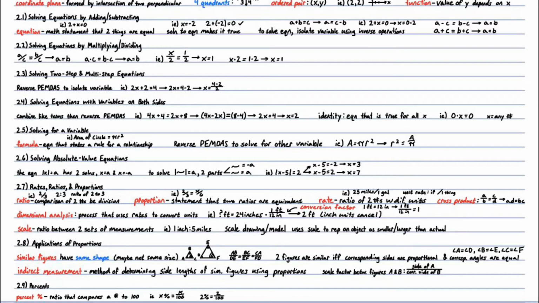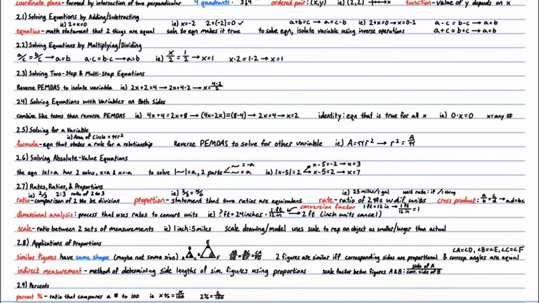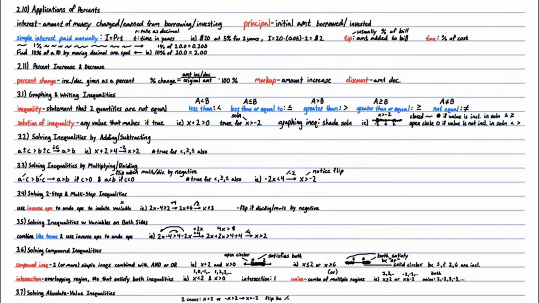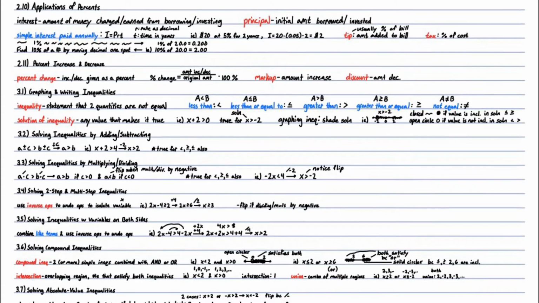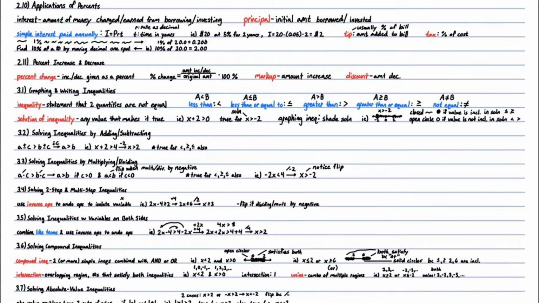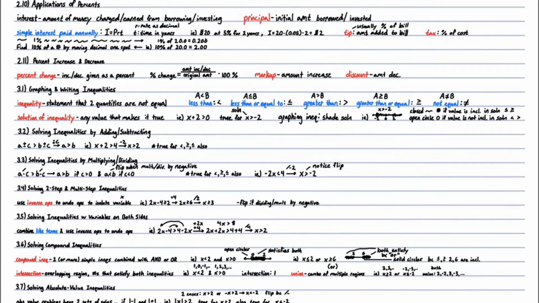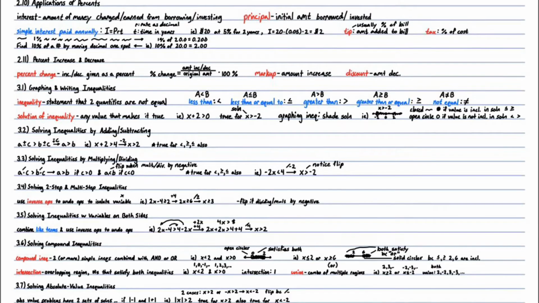Percents. A percent is a ratio that compares a number to 100, i.e., 2% equals 2 divided by 100. Applications of percents. Interest is the amount of money charged or earned from borrowing or investing. Principal is the amount borrowed or invested. Simple interest paid annually I equals PRT, where R is the rate expressed as a decimal. P is the principal amount and T is the number of years.